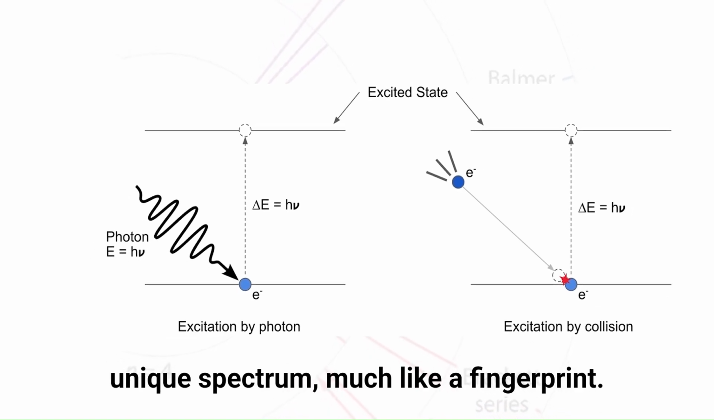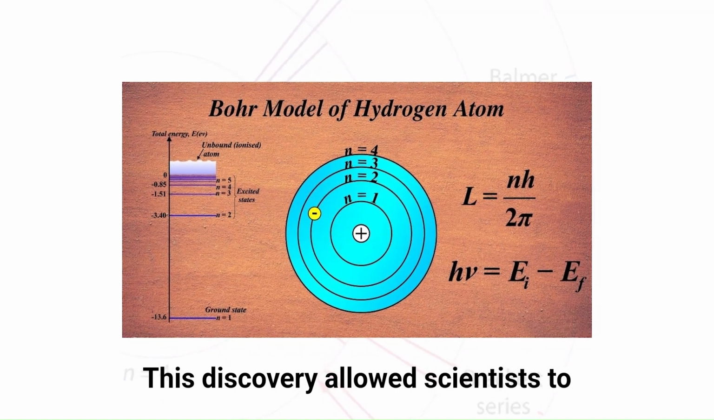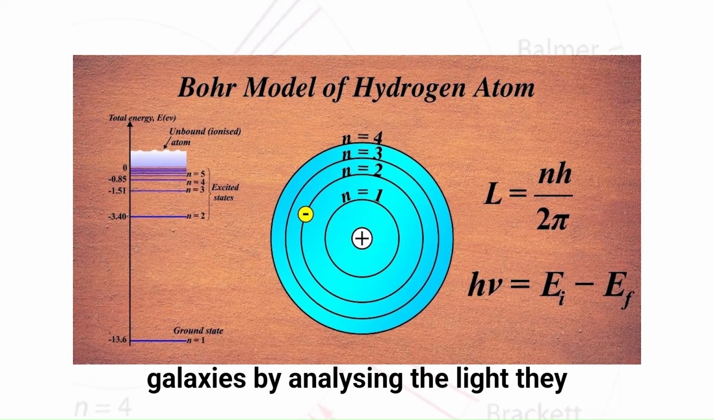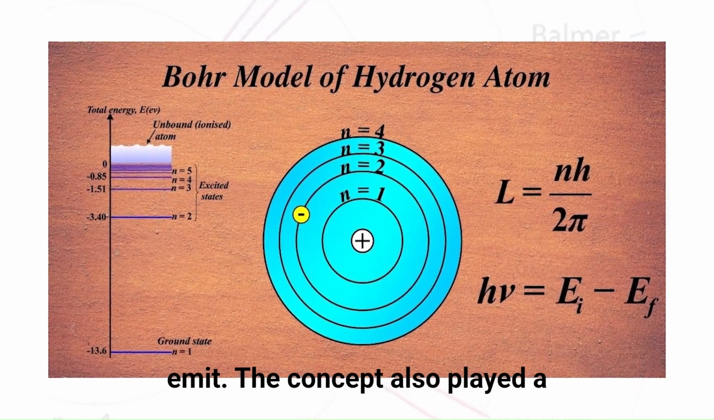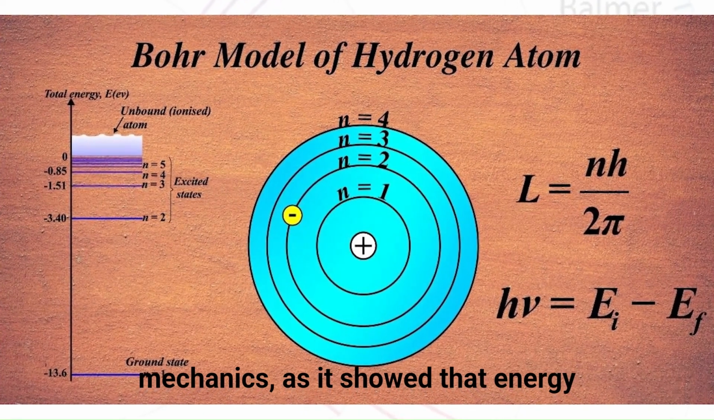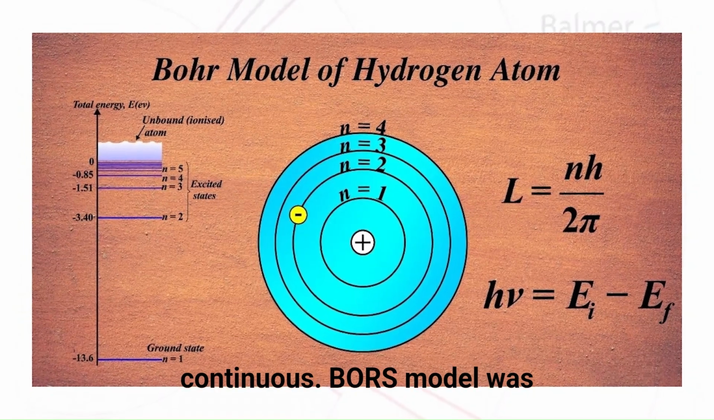Each element has a unique spectrum, much like a fingerprint. This discovery allowed scientists to identify elements in distant stars and galaxies by analyzing the light they emit. The concept also played a key role in the development of quantum mechanics, as it showed that energy levels in atoms are quantized rather than continuous.